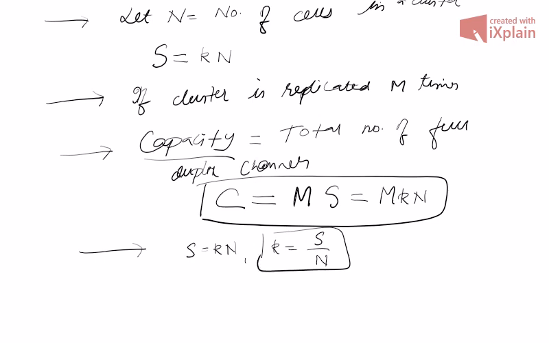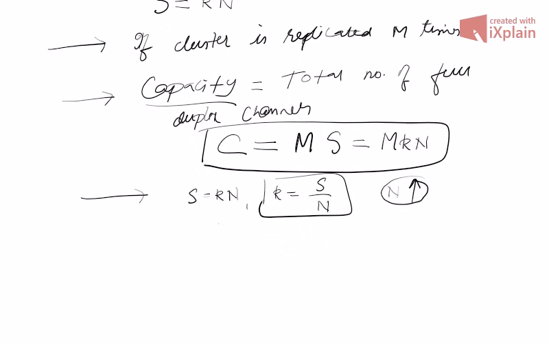See, if n is increased, n is more, then for a fixed S, we have a smaller number of channels allocated to a particular given cell. So hence this 1 by n has a very important impact on how many channels will be allocated. It is also called the frequency reuse factor.